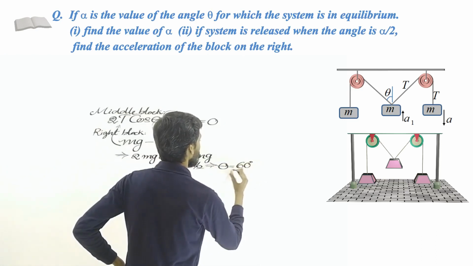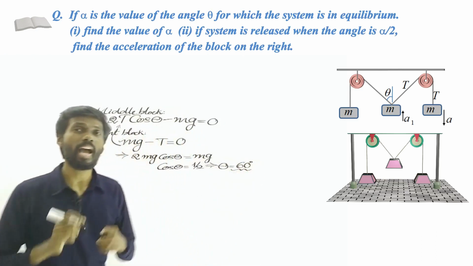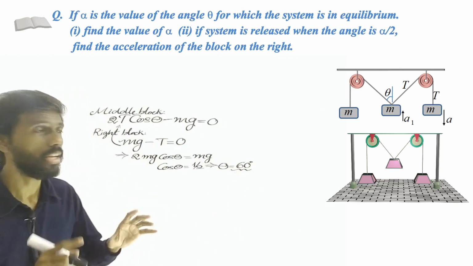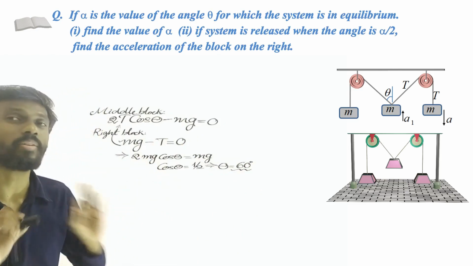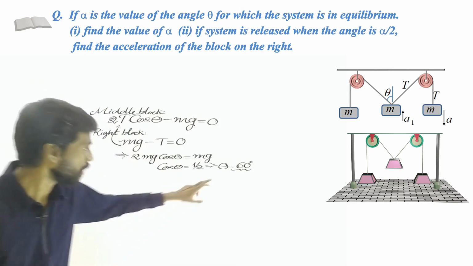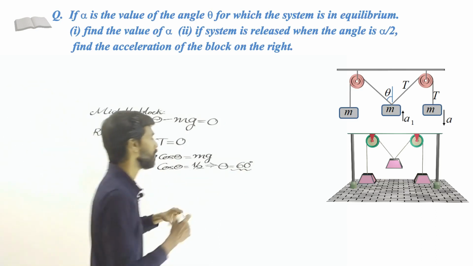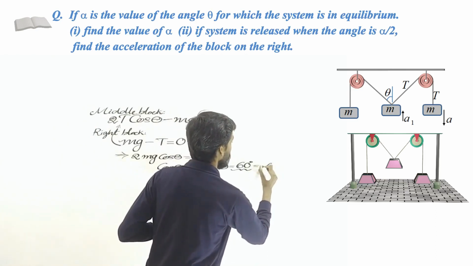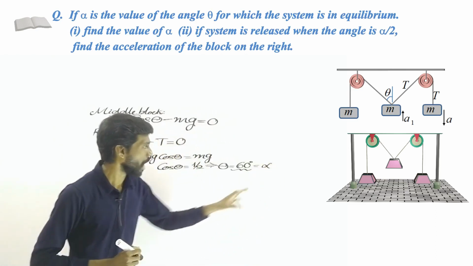So that is the answer to the first question. If the angle theta is 60 degrees, all the blocks will be in equilibrium. Okay, done. Now, that is the value of alpha, because the angle for which the system is in equilibrium is given to be alpha. So alpha is 60 degrees.